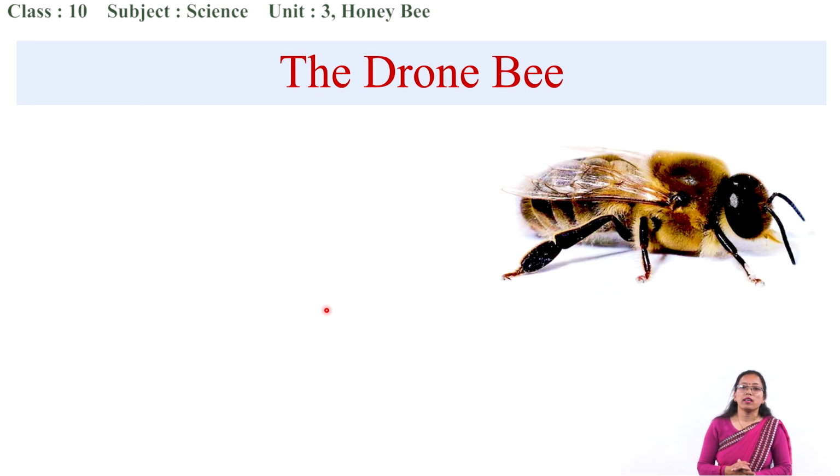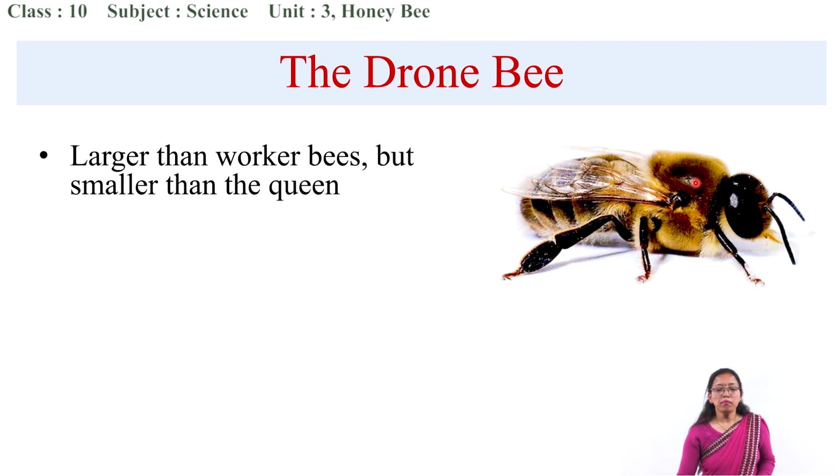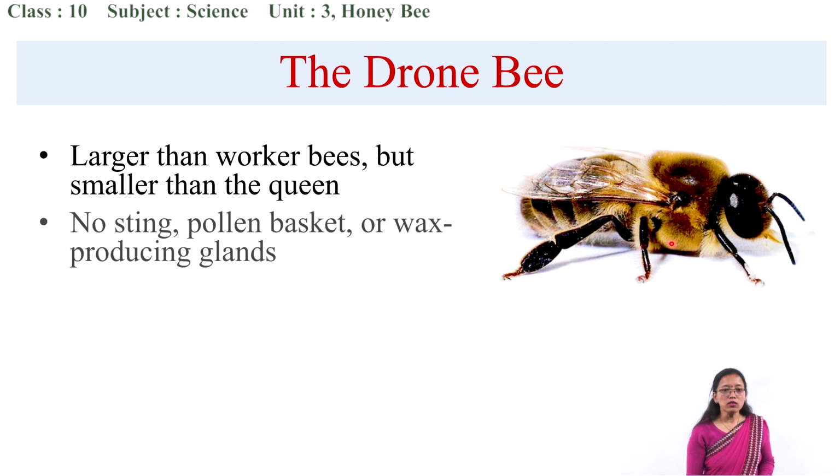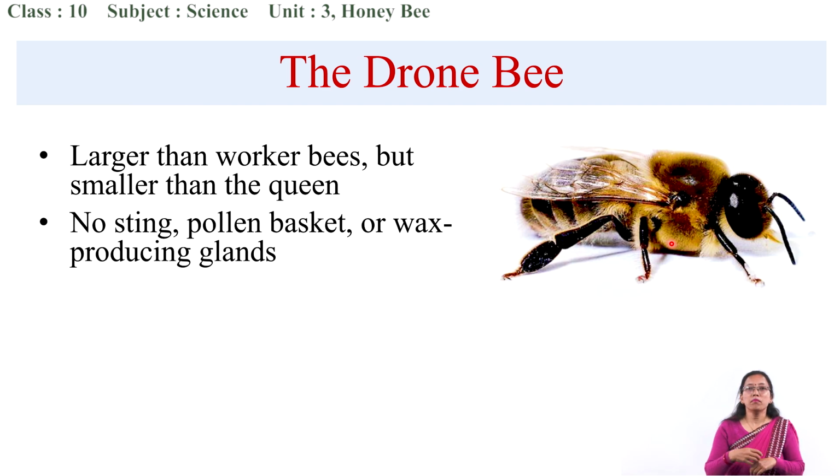Next one is the drone bee. See, this drone bee is somewhat smaller than the queen bee but larger than the worker bee. It is medium sized, we can say. And another thing is it doesn't sting. Generally when we disturb the colony, bees sting, but the drone bee doesn't sting. It doesn't have a pollen basket or wax producing glands either. It doesn't do any work in the colony except mating with the queen bee.